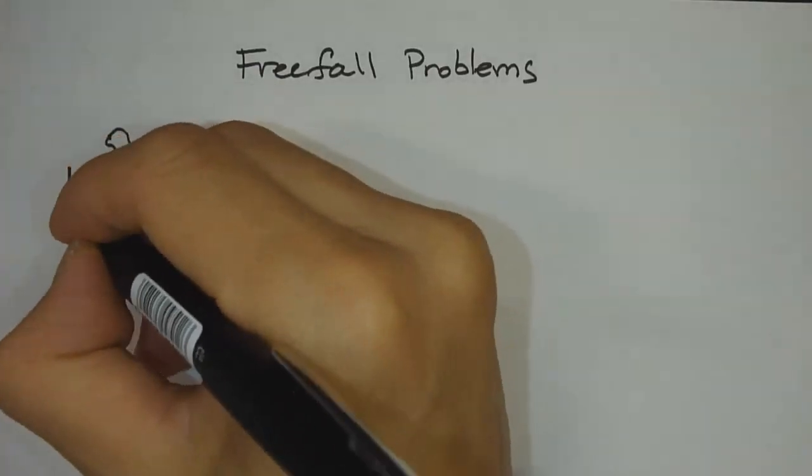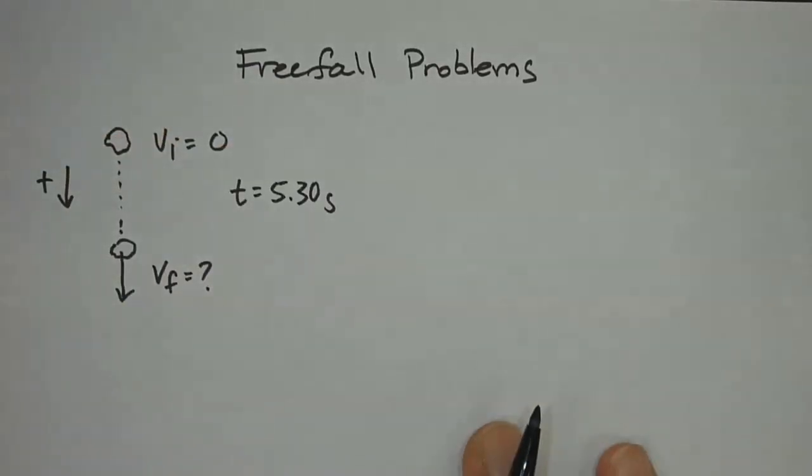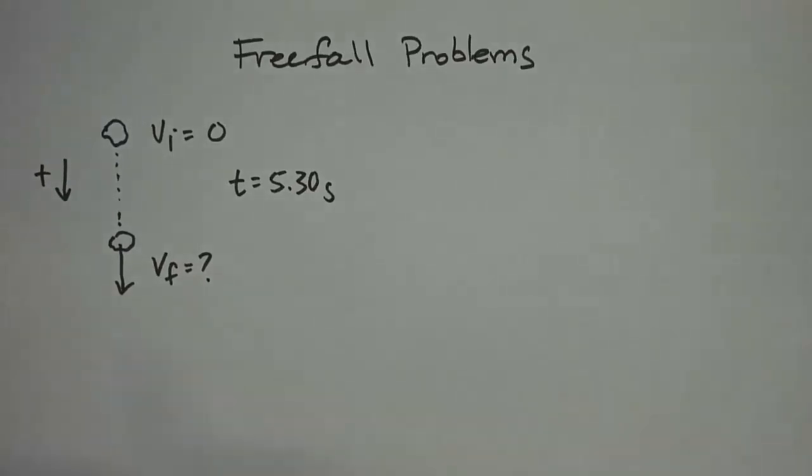We're going to make down positive. The direction is arbitrary, but we try to make it so that it's easier to work with. We try to keep the numbers positive, so I'm going to make down positive. The final velocity is down.